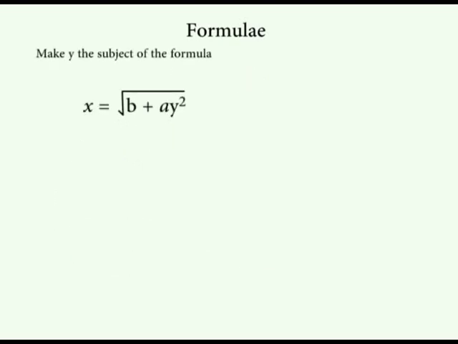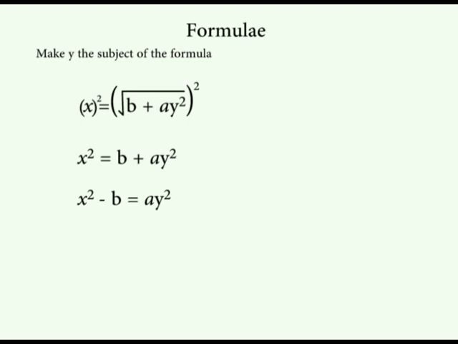Now consider X = √(B + AY²), the square root of the whole. We can make Y the subject of the formula. First, square both sides of the equal sign, and we shall have X² = B + AY². And then we subtract B from both sides. We have X² - B = AY².